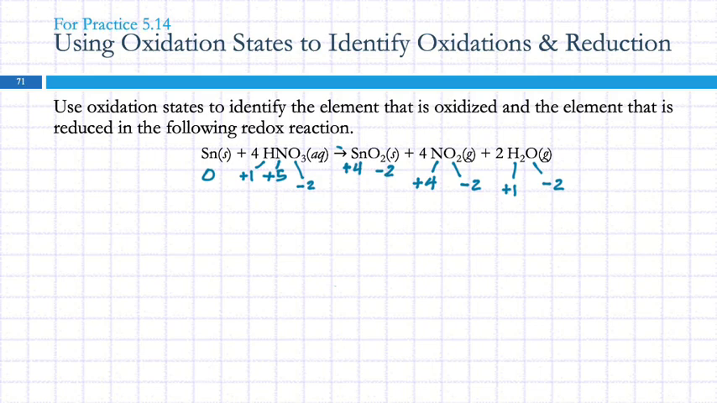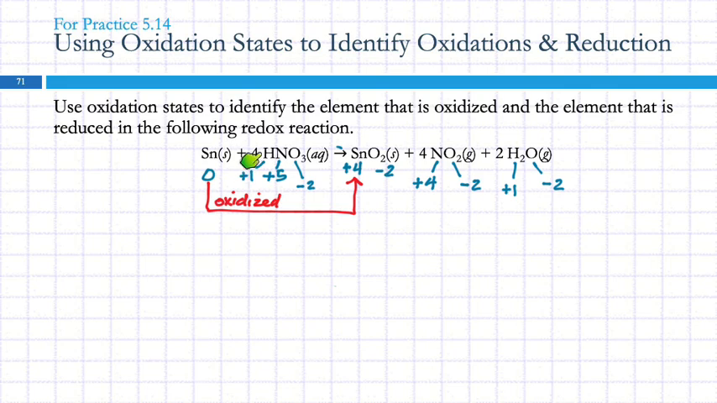Now we want to see if any of the elements are oxidized or reduced. So we're going to look and see how things might be changing. We'll start with the beginning. So here, tin is 0, and over here, tin is +4. Is that an increase or a decrease in oxidation state? That's an increase in oxidation state. Bigger oxidation state means it's being oxidized. We could also think about this as losing electrons. That's why it's got a positive charge. So the tin is being oxidized.